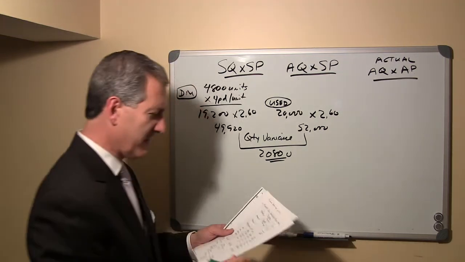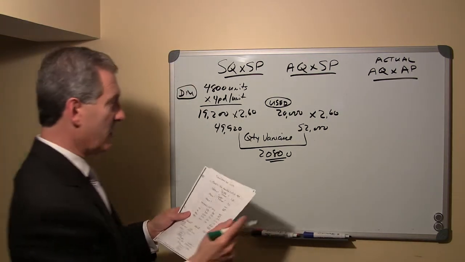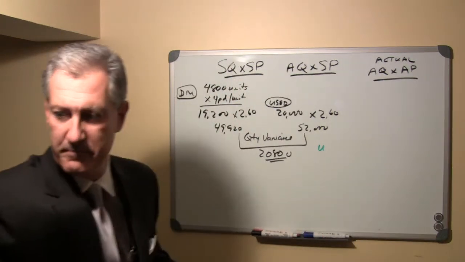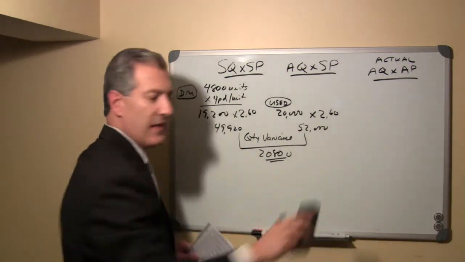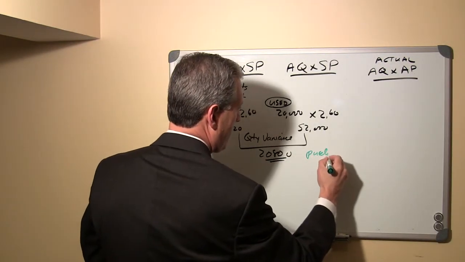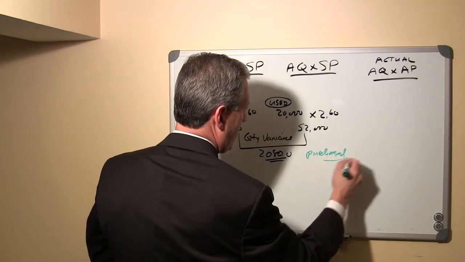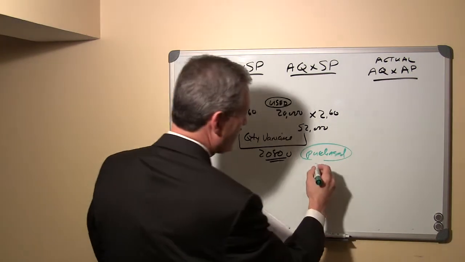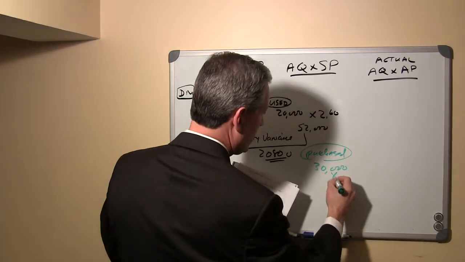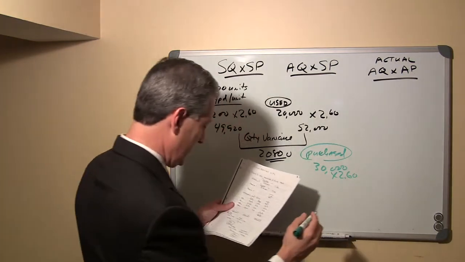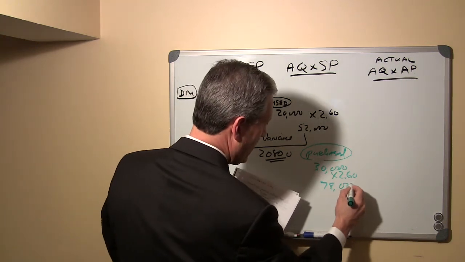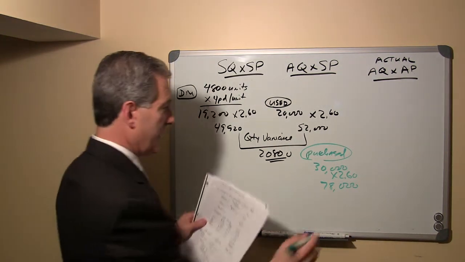In this case it's different. AQ becomes what was purchased. So AQ is what was purchased here. The quantity that was purchased. And that was 30,000 pounds. Times $2.60. In this column we have a number, $78,000.